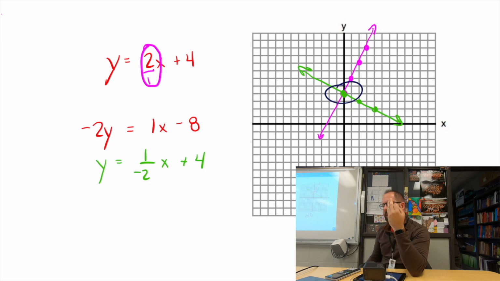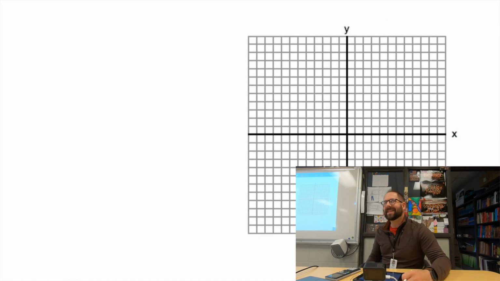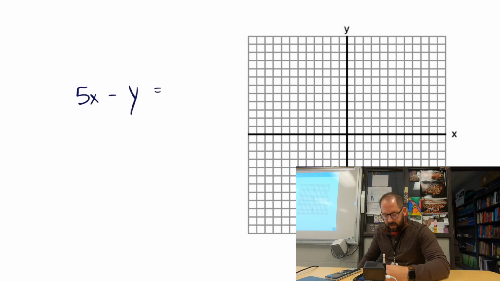Okay, third one. This is the one that probably everyone's waiting for, right? The all-important one that you have to fill out for the Google form question of the day. What is the coordinate for the point of intersection for the third example? This is going to be the one we have to do. Let's walk through this one. Let's go with 5x minus y equals 9, and x plus y equals 3.